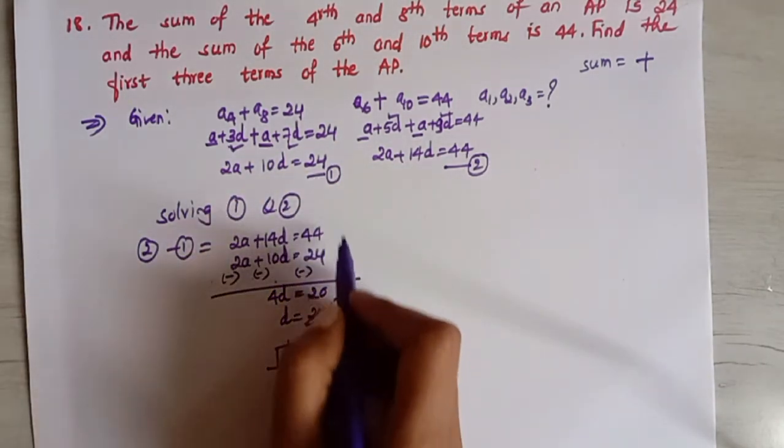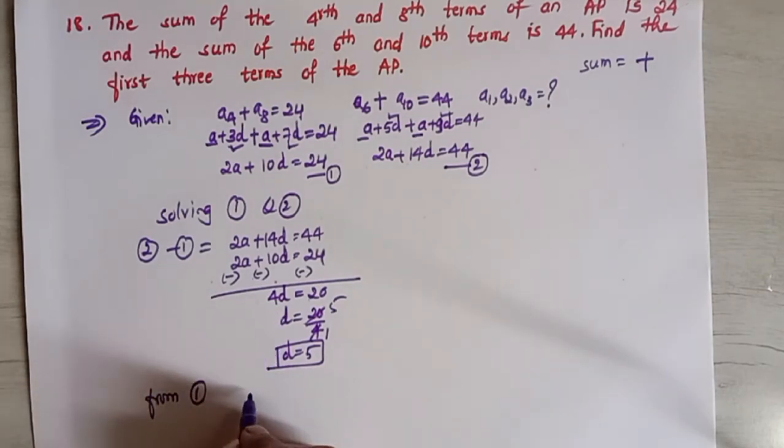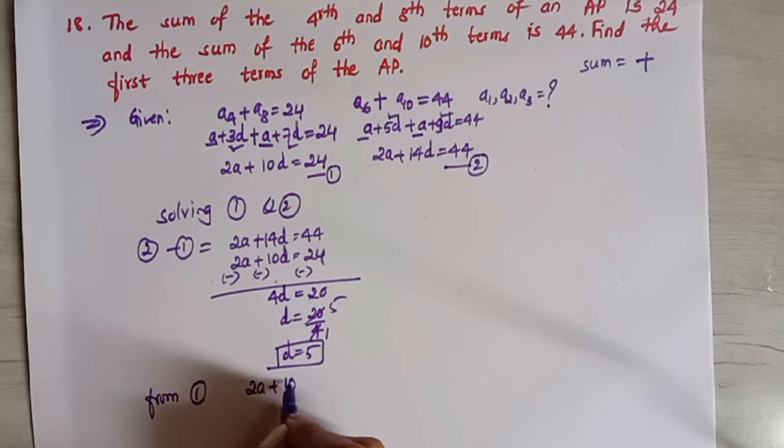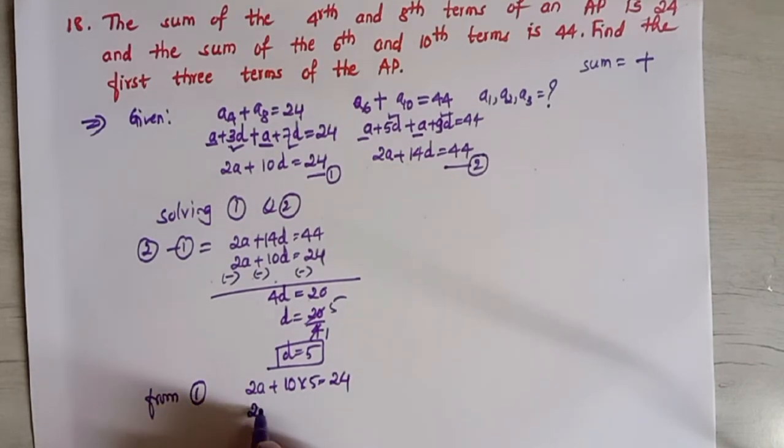So we have to substitute this D value in equation number 1 or equation number 2. I will substitute in equation number 1. So from 1, 2A plus 10 into D, D value is 5, which is equal to 24. So this will be 2A plus 10 into 5 is 50, which is equal to 24. Therefore 2A equal to 24. Let us shift this 50 to the right hand side. So this will be minus 50. Therefore 2A equal to 24 minus 50, which is minus 26, right?